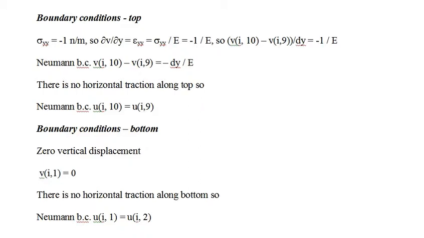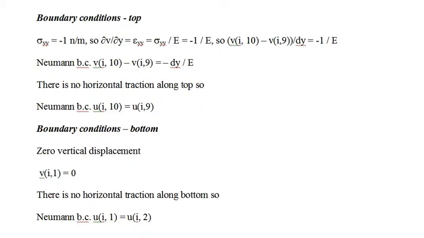Along the top, there is a vertical traction of -1 Newton per meter, which produces a stress of -1 Newton per meter along the top boundary of the square. The vertical strain corresponding to that stress is, from Hooke's law, equal to 1 over E times the stress. So the vertical strain along the top is -1 over E, and since vertical strain is the derivative of the vertical displacement function with respect to y, we have the partial derivative of v with respect to y equals -1 over E, and this corresponds to a Neumann boundary condition of v(i,10) minus v(i,9) equals dy times -1 over E along the top boundary.